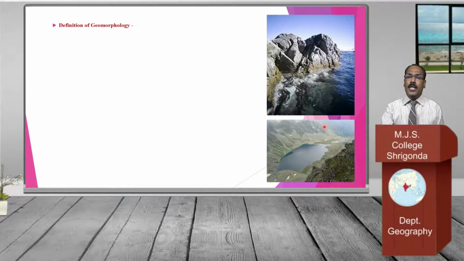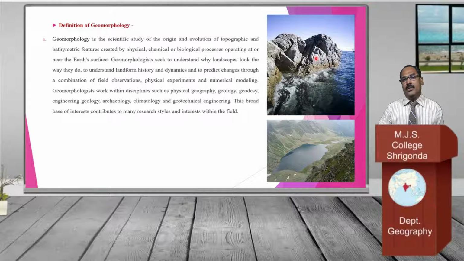Now, definition of geomorphology. Geomorphology is the scientific study of the origin and evolution of topographical and bathymetric features created by physical, chemical and biological processes operating at or near the Earth's surface.